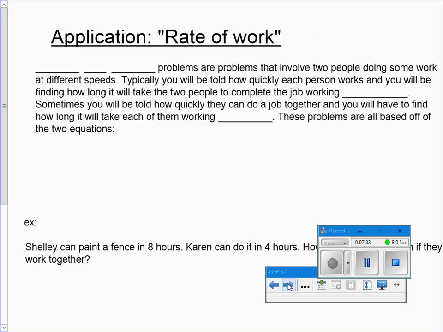So the next section of notes is going to be a different kind of problem. It's going to be a rational equation, an application of that. So we take rational equations and use them to model real life situations. So this one is called rate of work problem.